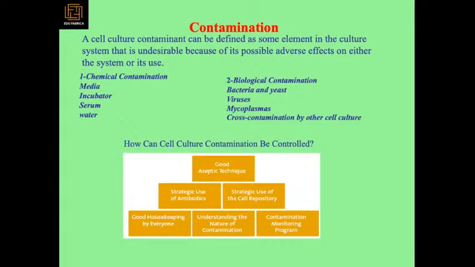There are also some possible contaminations which could have an adverse effect on cell culture. These are viruses, mycoplasma, cross contaminations, biological contaminations, chemical contaminations, media, incubator, serum, water. So all these are the reasons for contaminations. How can we control these contaminations? We can do it with the help of good aseptic technique, strategic use of antibiotics, strategic use of cell repository, good housekeeping by everyone, understanding the nature of contaminations, and a contamination monitoring program. So all these things can help maintain that.